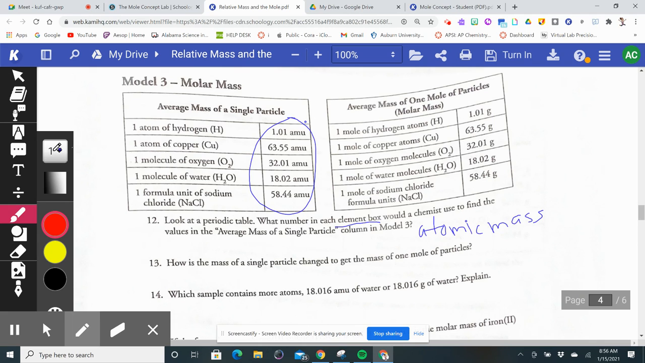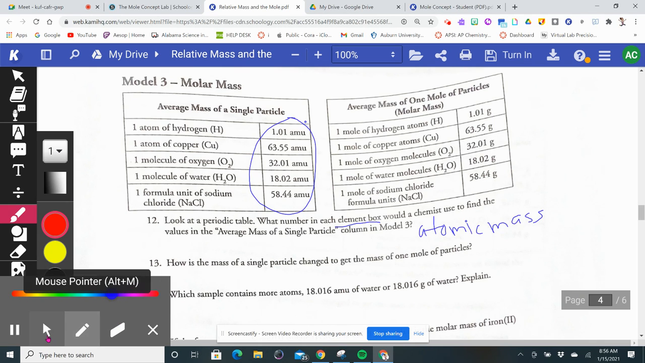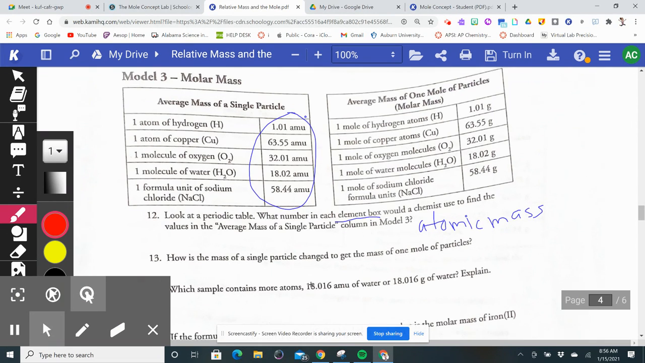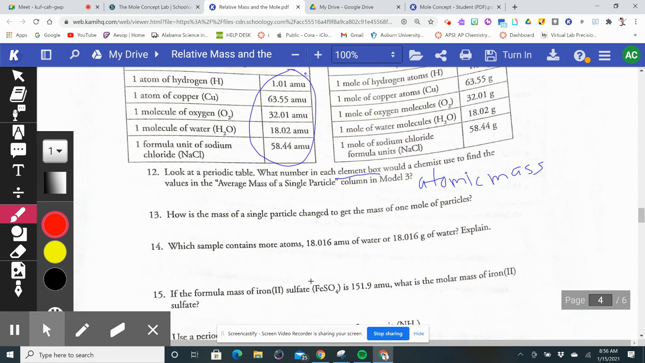Which sample contains more atoms? 18.016 atomic mass units of water or 18.016 grams of water? Are they the same thing? I think it's grams. Is grams more? Why would you say grams? Because it tells us to explain. Why did you choose that the grams would contain more atoms? Well, because it just seems like atomic mass units is on a much smaller scale compared to grams. Grams is a bigger unit.